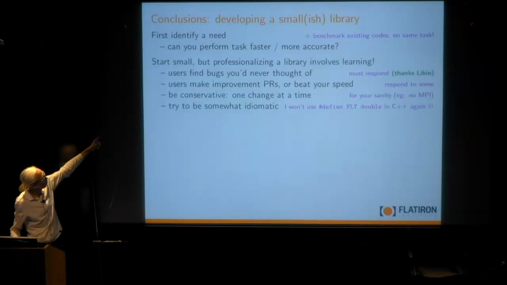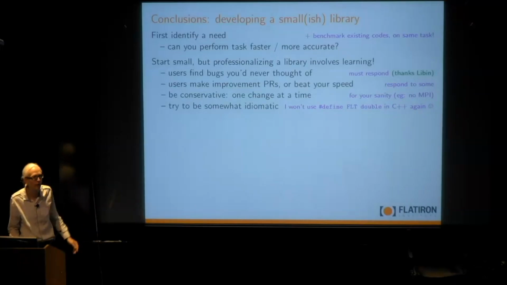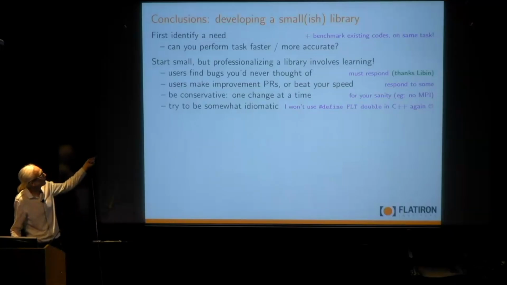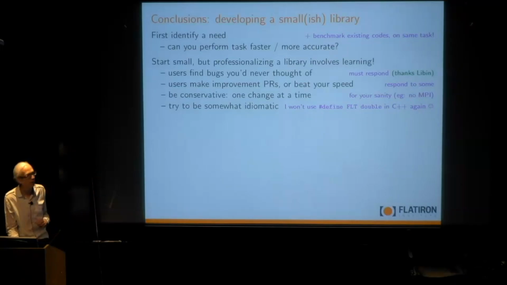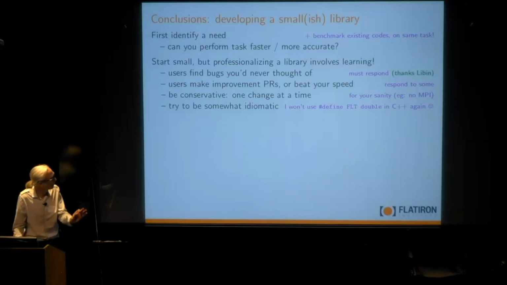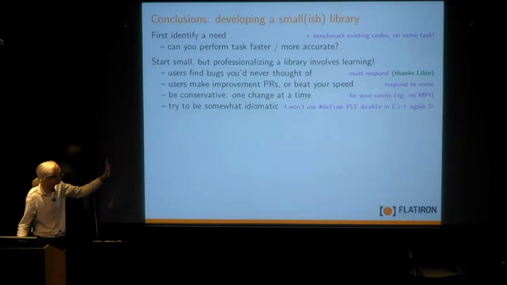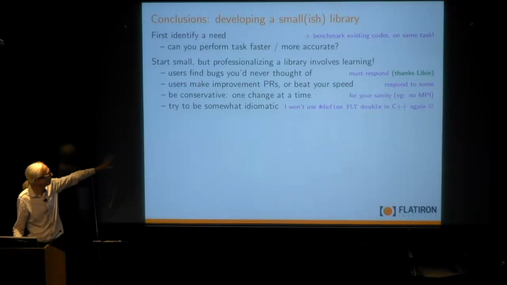Okay, start small using what you know, right? But then, to professionalize it, you're going to end up learning a bunch of stuff you didn't think you wanted to have to learn. Users will find bugs that you'd never thought of, and Libin Lu in CCM has been amazing at being the first responder for bugs. They'll improve your code too, which is really nice. But for your own sanity, don't try and change too many things at once. Just don't let feature creep happen. Stick to one feature at a time.